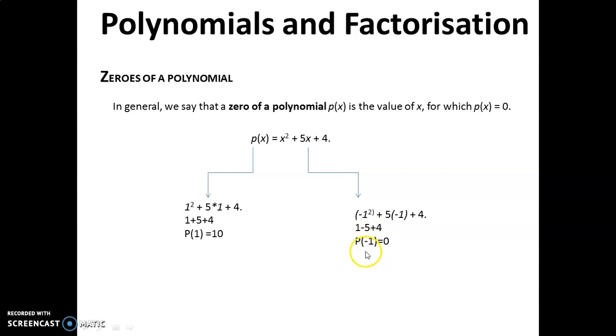Again I am repeating, p of x is 0 for x equal to minus 1. So what is the zero of the polynomial? Minus 1 is the zero of the polynomial here. I am again repeating, what is the zero of the polynomial? The zero of the polynomial is the value of x for which p of x is equal to 0. For a polynomial, if the value becomes 0, then that x is the zero of the polynomial.